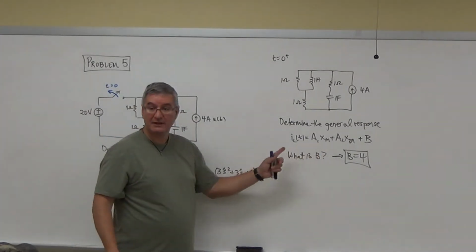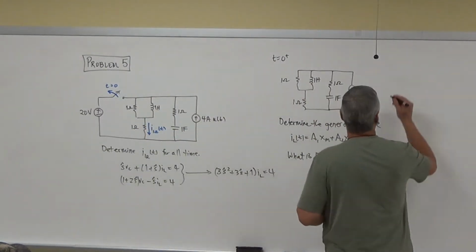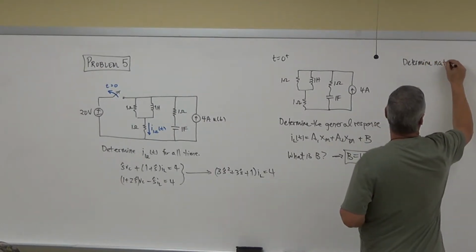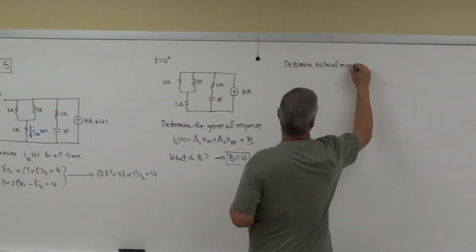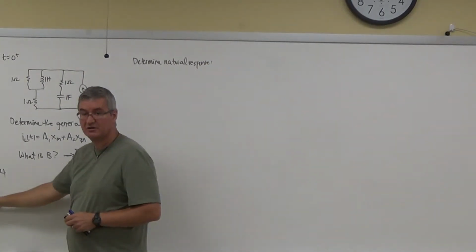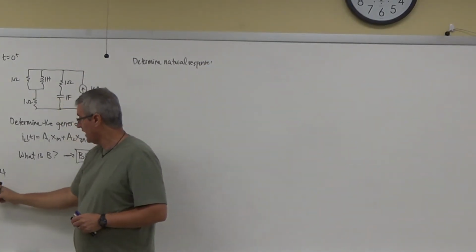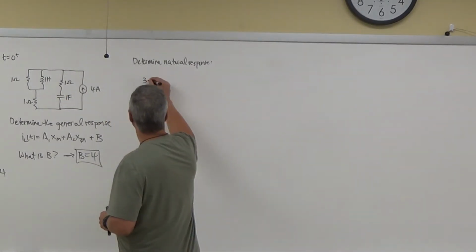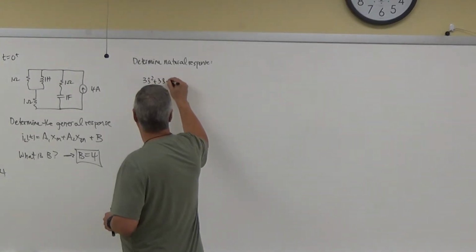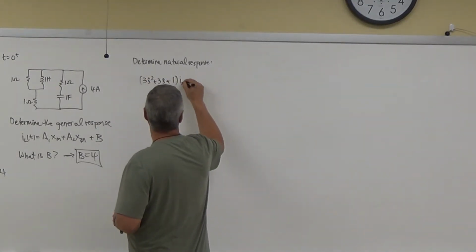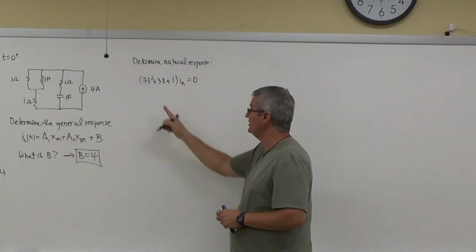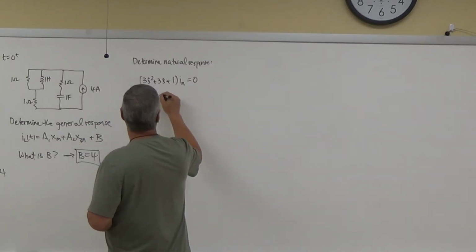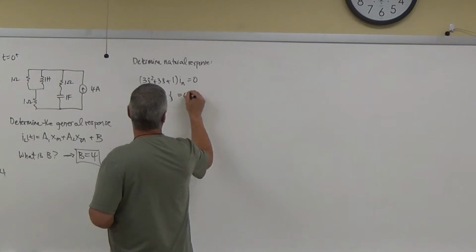Now I have to determine the natural response. What that means is I have to deal with the characteristic equation, so I deal with this when the sources are 0. I go like this, and this will be the natural response. Looking at that, I'm going to divide everything by 3. If I divide everything by 3, I get s hat squared plus s hat plus 1/3, and that has to equal 0.